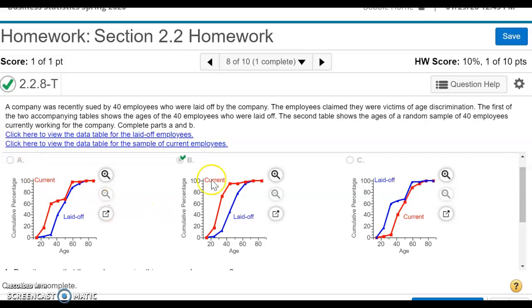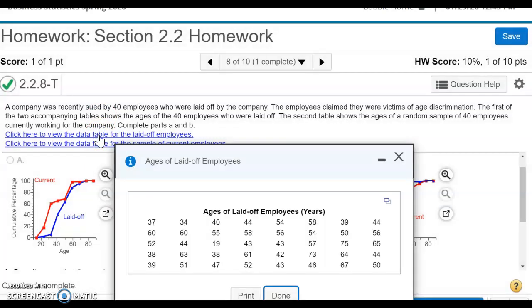In this video, I'm going to show you how to plot an Ogive graph. In this particular example, we have laid off employees and current employees. And I'm going to pull up the table.